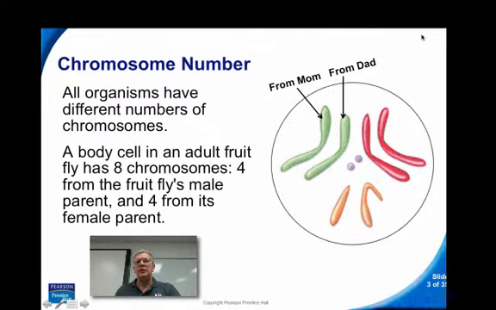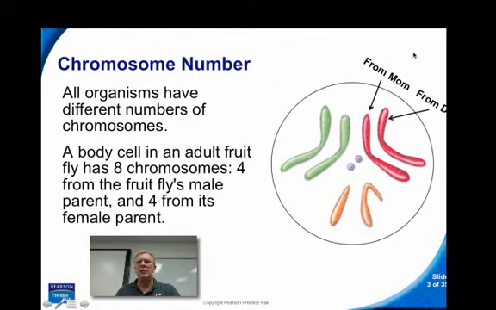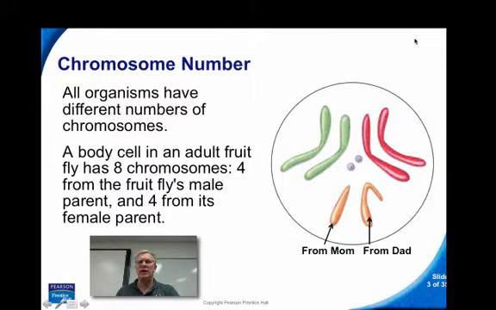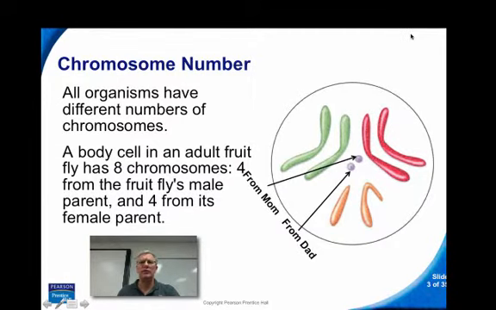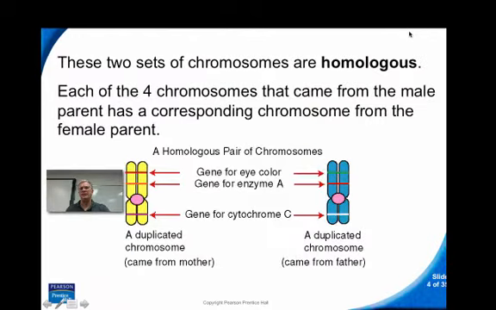So when we look at these chromosomes in a fruit fly, we're going to see that they're in pairs. One came from mom, one came from dad, one from mom, one from dad, and so on. We would describe these pairs of chromosomes as homologous. Homologous chromosomes are identical chromosomes in terms of they carry the genes for the same traits.